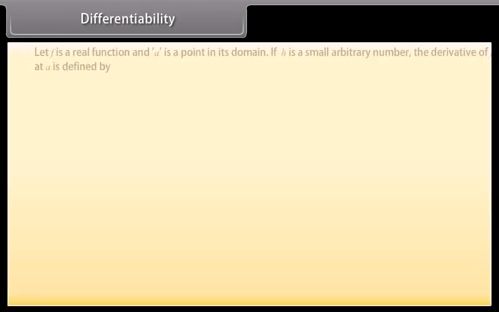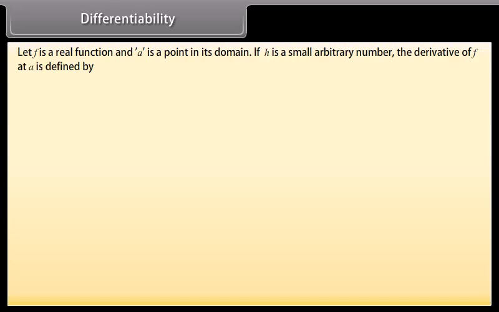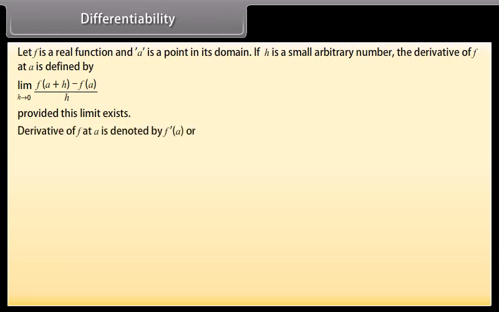Differentiability. Let f be a real function and a be a point in its domain. If h is a small arbitrary number, the derivative of f at a is defined by limit h approaches 0 of (f(a + h) − f(a))/h, provided this limit exists. The derivative of f at a is denoted by f′(a) or d/dx of f(x) at x = a.